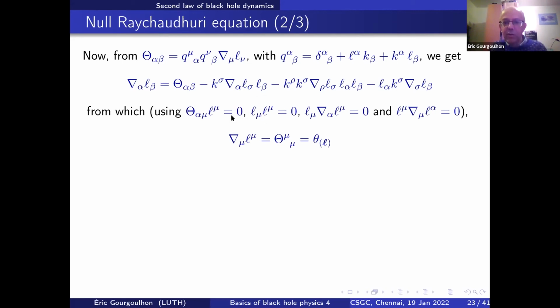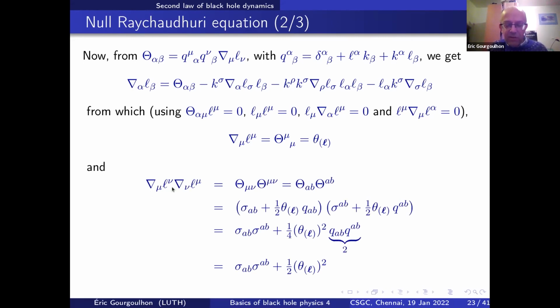Then, if I take the trace of this, I get that the divergence of L is related to the trace of theta, which is theta L, and all the other terms are zero. You have some contraction by construction; you can check everything goes to zero. So I have that the divergence of L is exactly theta.